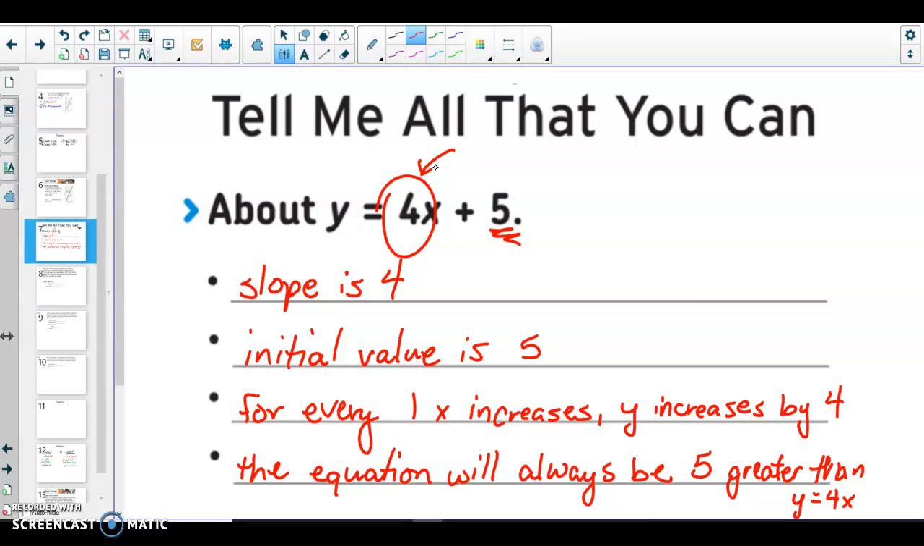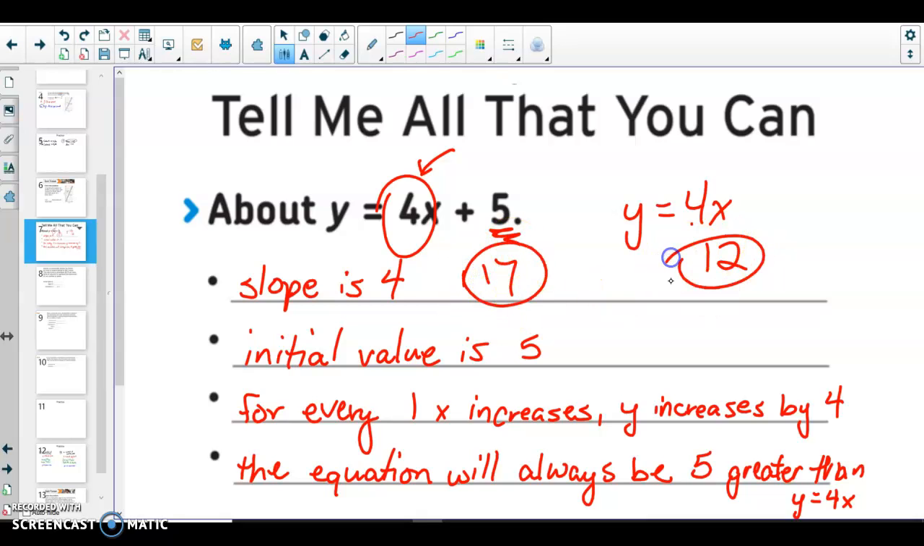And then to go back to yesterday, our equation is always going to be 5 greater than y equals 4x. If I had this y equals 4x equation right next to it, and let's say I plugged in 3, 4 times 3 would make 12. Well, 4 times 3 here would make 12, plus 5 is 17. It's always going to be 5 greater on the plus 5 side. So this keeps a constant lead for this equation over here.